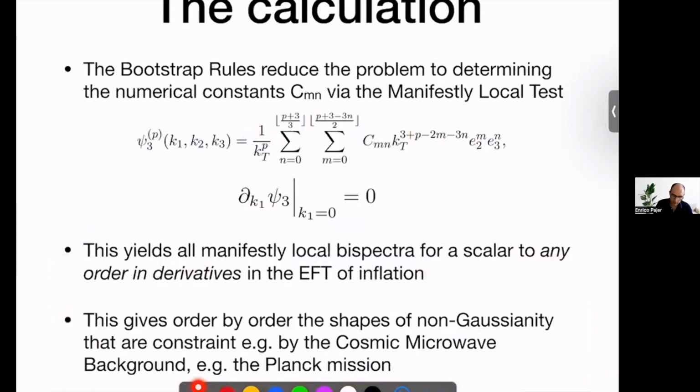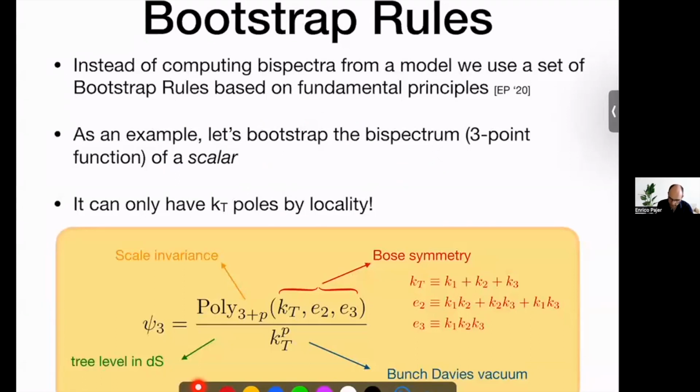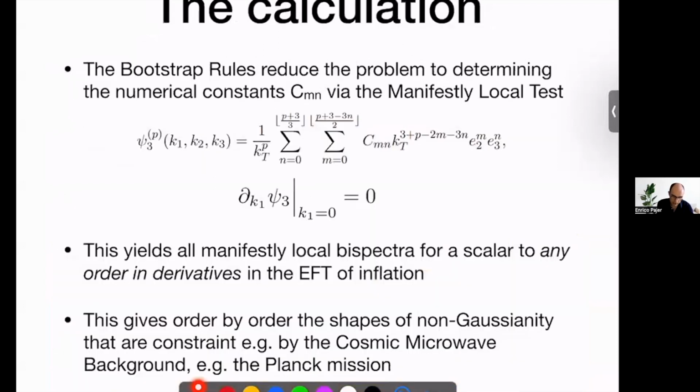And in fact, those numbers can be fixed by the manifestly local test that I told you before. So by requiring that the derivative of that vanishes at 0. So you write down the most generic polynomial, it has a pole, and then in the polynomial, you have some numerical coefficients that multiply the kinematic variables. Sorry, I didn't tell you. E2 and E3 are just products of K1, K2, K3 that are symmetric, so they are most convenient to work with. But if you want, you can write it in terms of K1, K2, K3. And then the only thing you have to tell me is what these free numerical coefficients are.